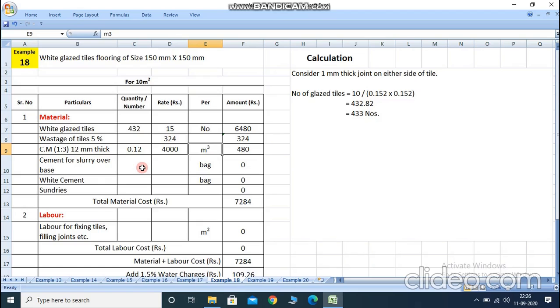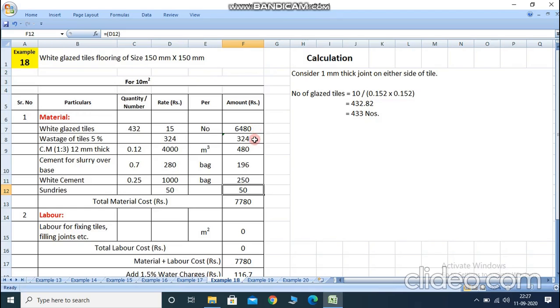Next is the cement slurry. The cement slurry required is 0.70 bag, and the rate per bag is 280 rupees. Clear? So the cement amount is 196 rupees. White cement required is 0.25 bag, and the white cement rate is 1000 rupees per bag, so the amount is 250 rupees. We take an extra cost of 50 rupees as sundries.